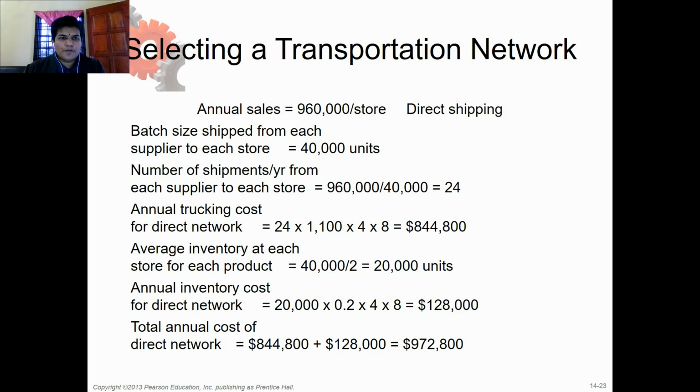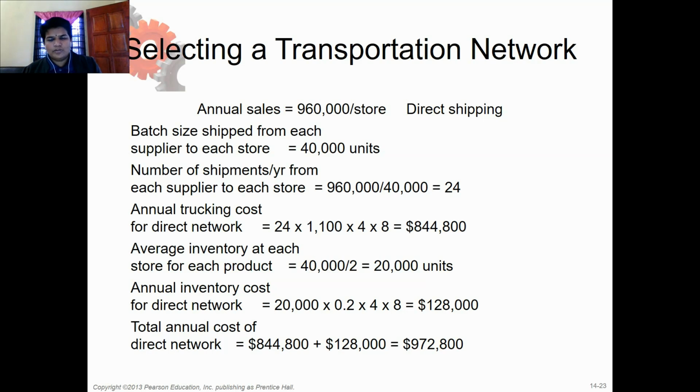Okay, so we have the batch size shipped from each supplier, because earlier we already know the truck can load 40,000 units. Okay, so you take 960,000 divided by 40,000, so you will have roughly 24 shipments you need to do. Okay, so annual trucking cost for direct network is 24 times 1100 times 4 times 8, so the total cost will be 844,800.